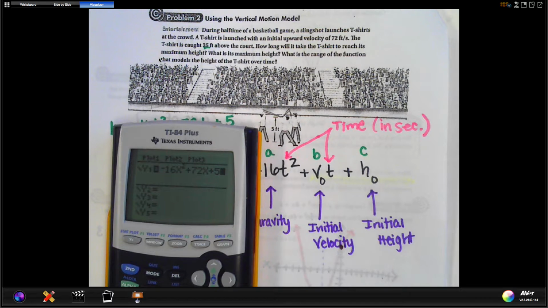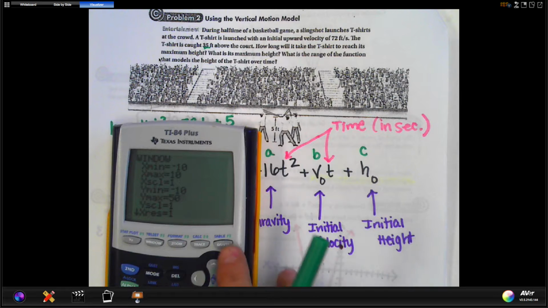And now we're probably going to have to adjust our window a little bit. We know that the initial height is 5, right? Oops. So if I just do it as is, it looks crazy. You're not going to see much at all. So let's adjust our y maximum. We know it's caught at 35 feet, right? So what do you think that we should make our maximum at? 40 or 50 even. I'm going to make mine 50. And then I'm going to hit graph.